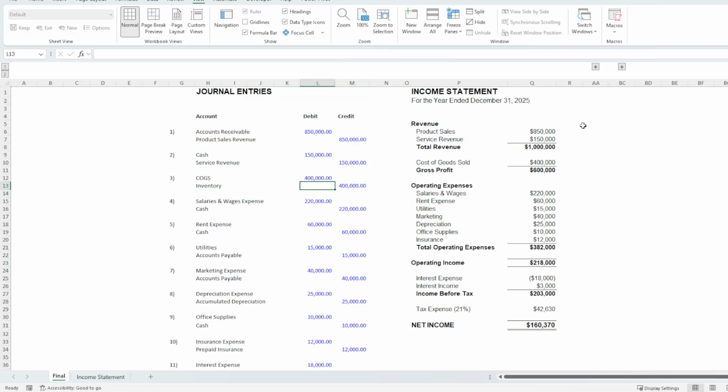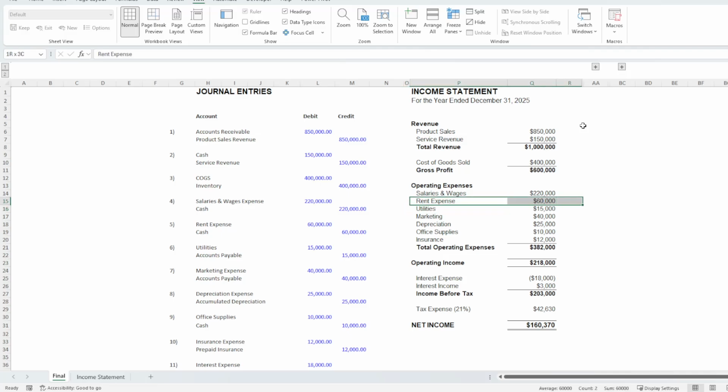Next item, now we'll move on to operating expenses. So we had salaries, wages of $220,000. Here we're going to debit salaries expense. And we're going to assume that we have paid all of our employees this year. So we're going to go ahead and credit cash for $220,000.